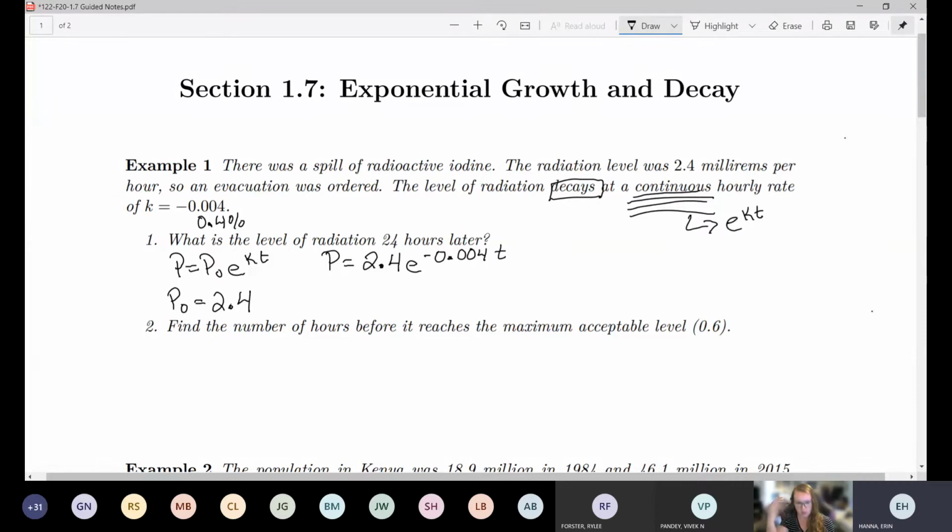And then since we're asked for the radiation level 24 hours later, we know we just want to plug in 24 for that time, because time is in hours here. So 2.4 e to the negative 0.004 times 24.